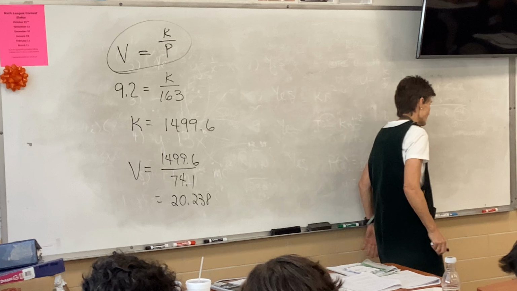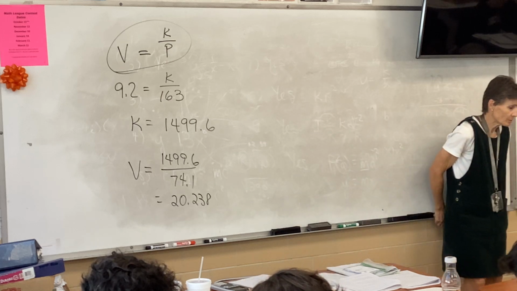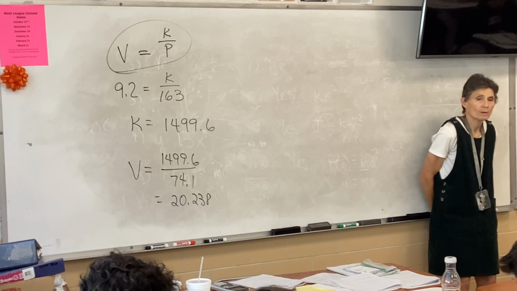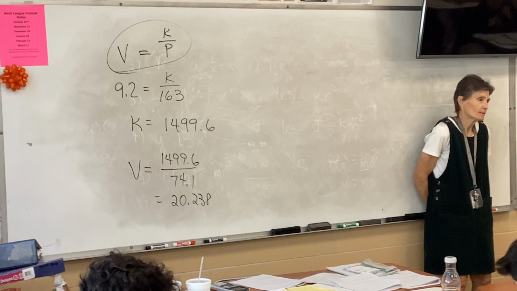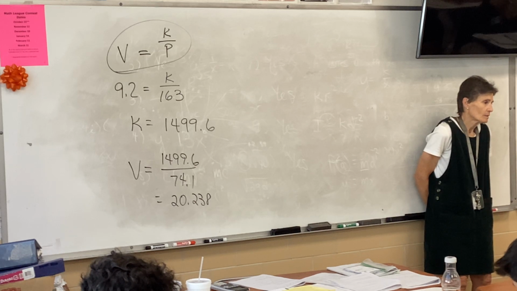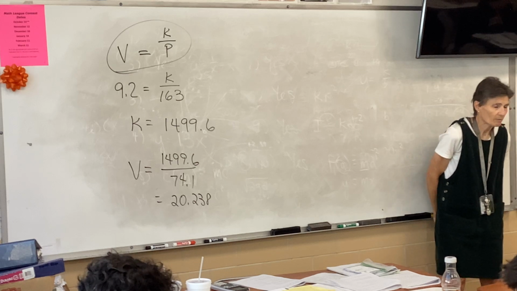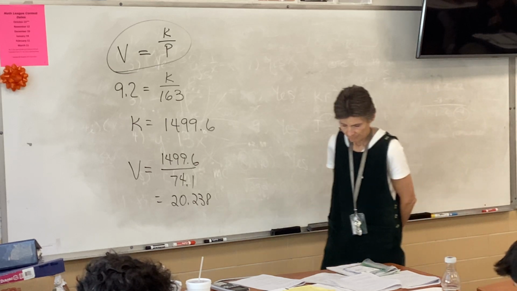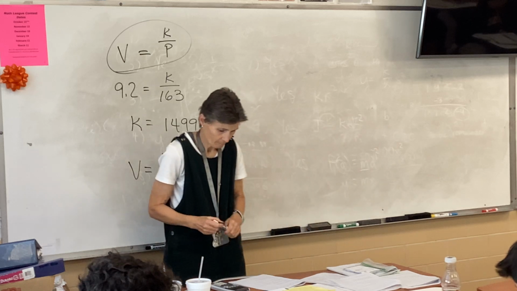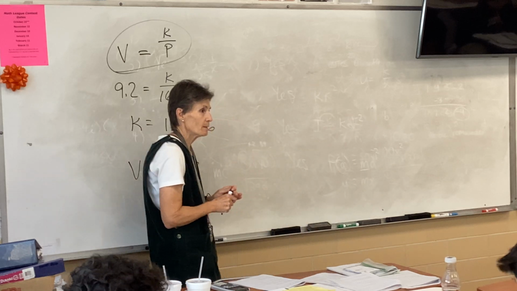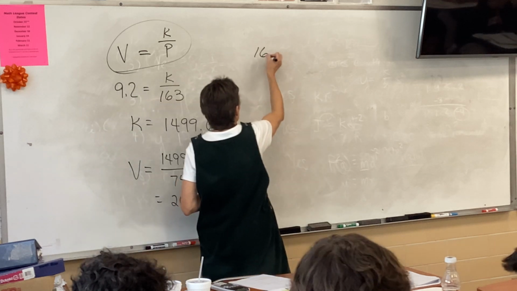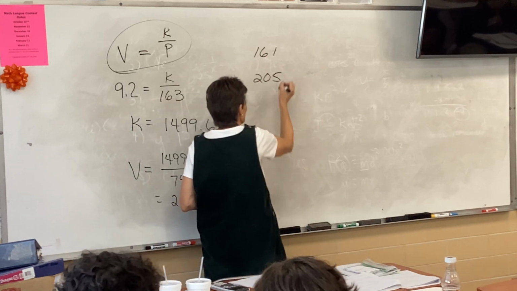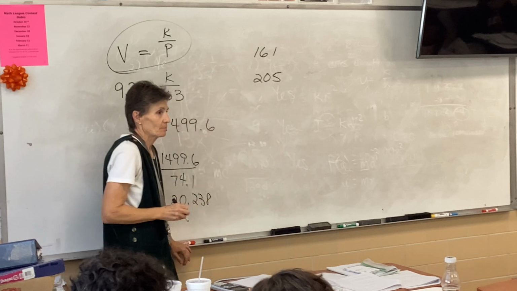I just want to hear some answers. You can actually do this problem several different ways, so I'm okay with however you're doing it, as long as you're getting the right answer. He came with 161. Just look at your clock. 161, 205. It's 200. That's why I got 2.